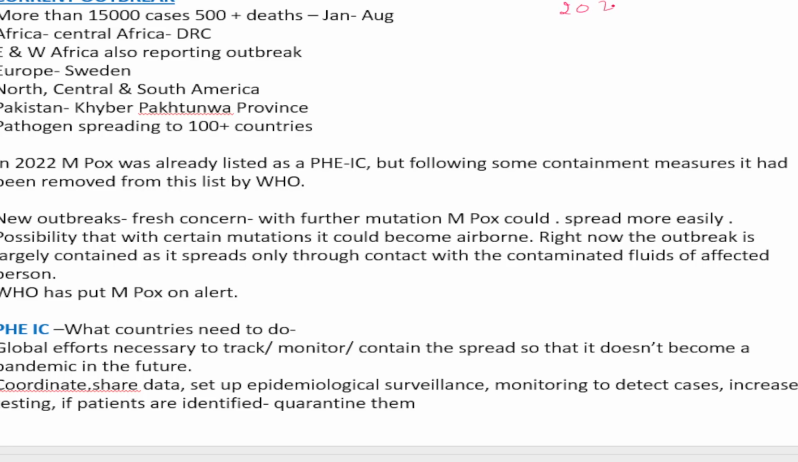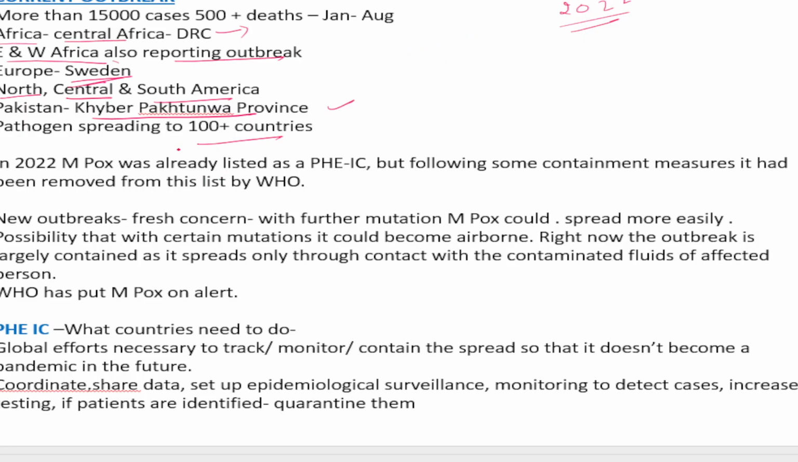Now, what are the regions where the outbreak has occurred? Firstly, in 2022, the outbreak was seen, and at present, the outbreak has again been seen in 100 plus countries. In Africa, the outbreak is in Central Africa, in the Democratic Republic of Congo, and Eastern and Western Africa are also reporting the outbreak. Outside Africa, in Europe, cases have been reported in Sweden. Then, in the Americas, cases have been reported in North, Central, and South America. And also in Asia, in Pakistan, a case has been reported in the Khyber Pakhtunkhwa province.